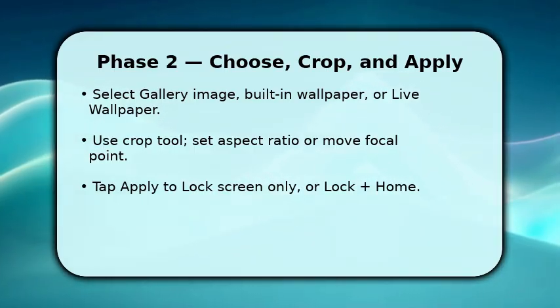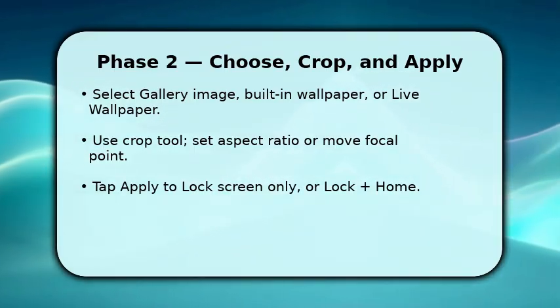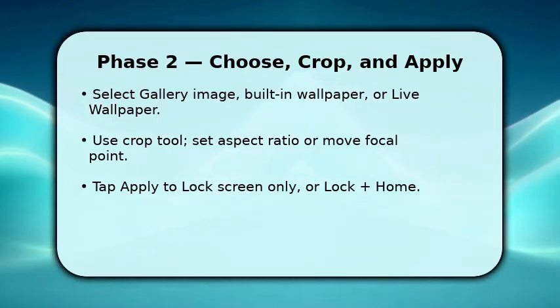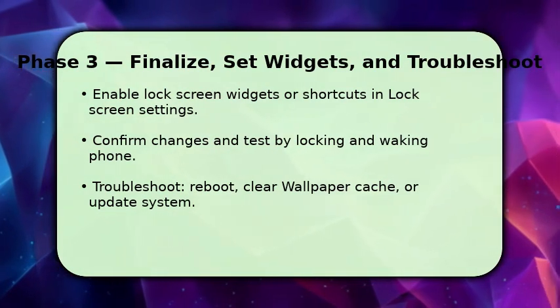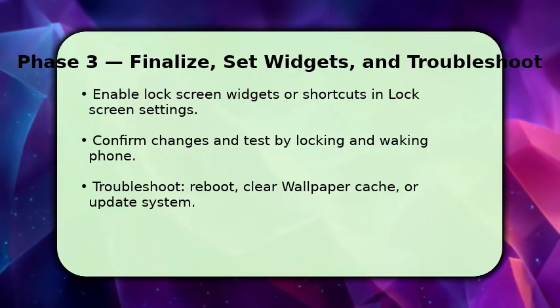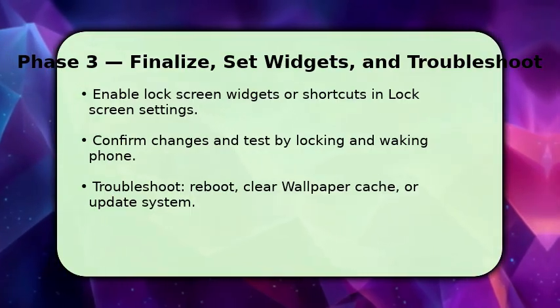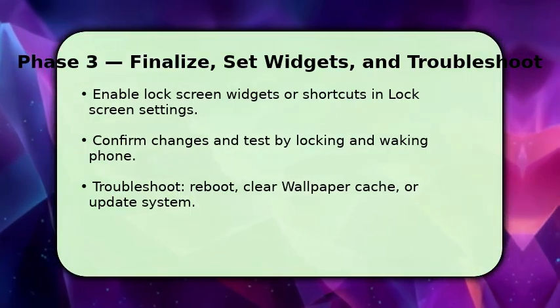This step controls how icons and widgets overlap on your lock screen. Finish by adding any lock screen widgets or shortcuts if you want quick access. These options live in the same lock screen settings. Once set, confirm by locking the phone and waking it to check placement and animation.